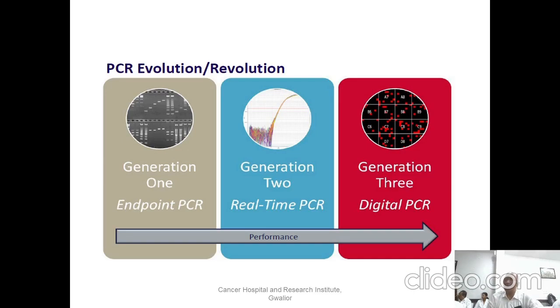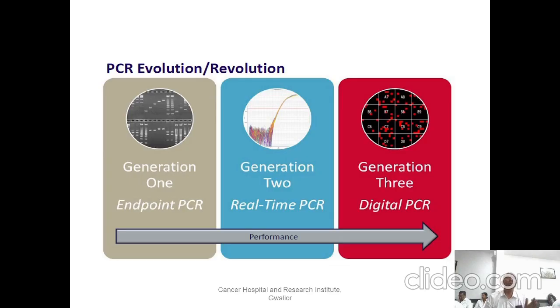This is how PCR evolved over time, starting from endpoint PCR. So what is endpoint PCR? Endpoint PCR tells you whether the DNA or mutation you want to see in a particular specimen is there or not there. Endpoint PCR will tell only this.